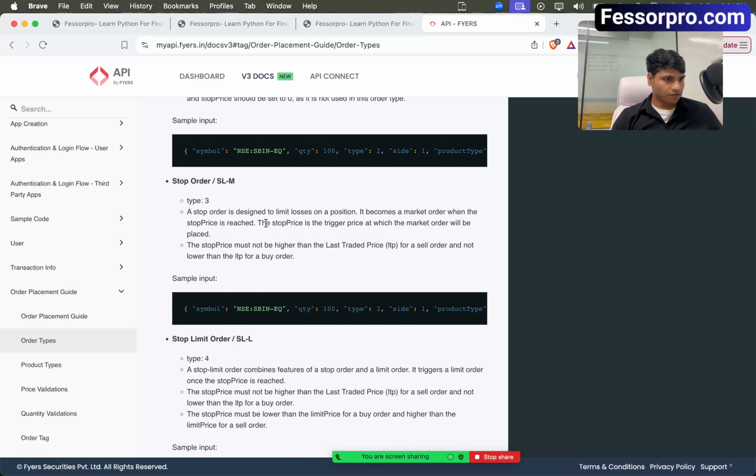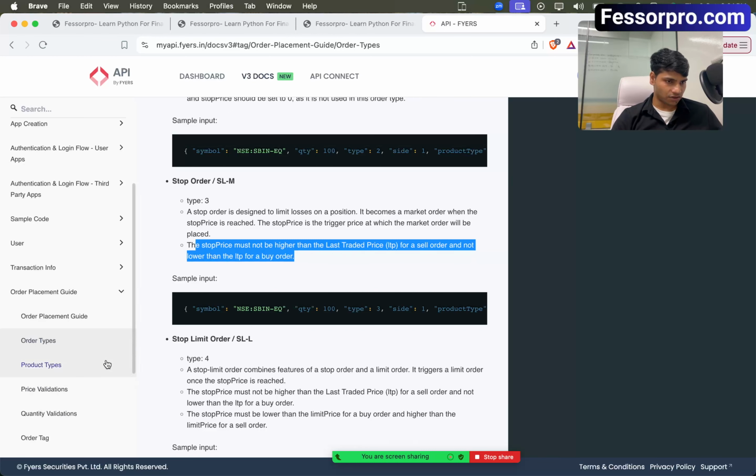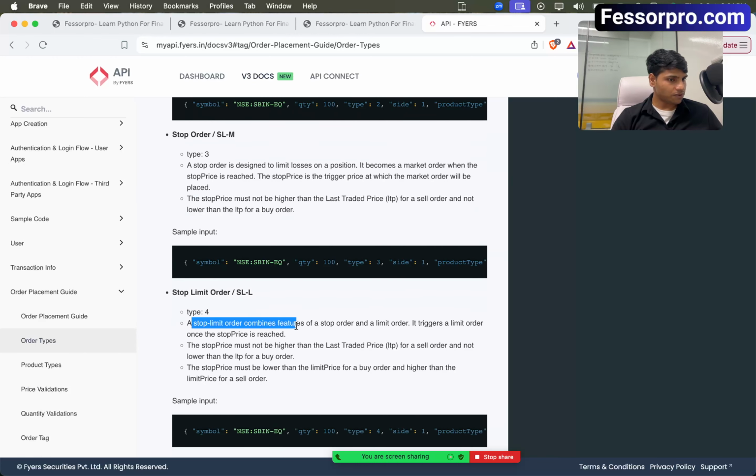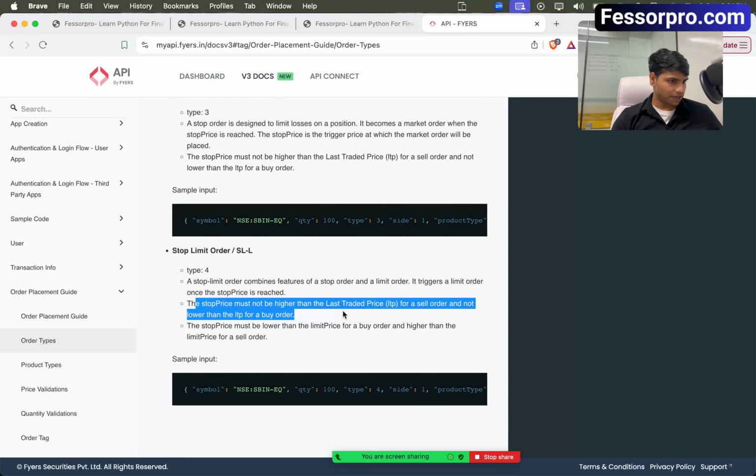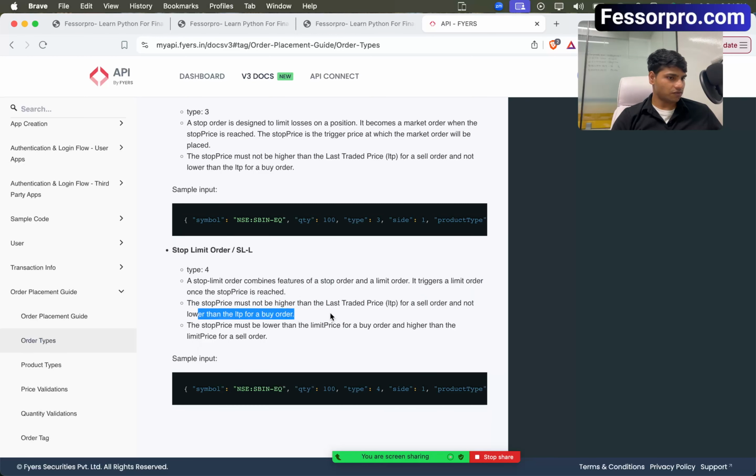Few more things. The stop price is a trigger price at which the market order will be placed. The stop price must not be higher than the last traded price. So this is some limitation that we have, which I'll show you when I place the order. Then stop limit order. A stop limit order combines the feature of a stop order and a limit order. It triggers a limit order once the stop price is reached. The stop price must not be higher than the last traded price. This point is important. Stop price must not be higher than the LTP for a sell order and not lower than the LTP for the buy order. I'll show you in few minutes what I mean by this.